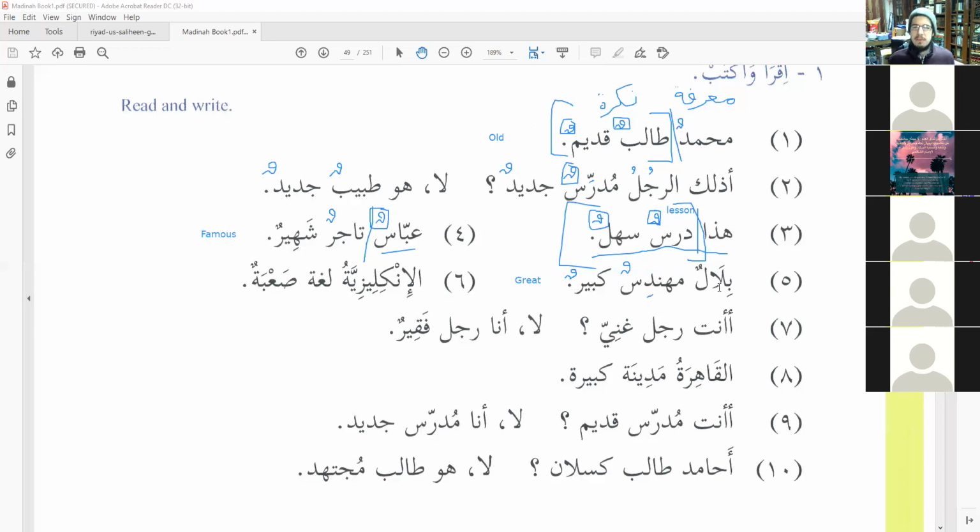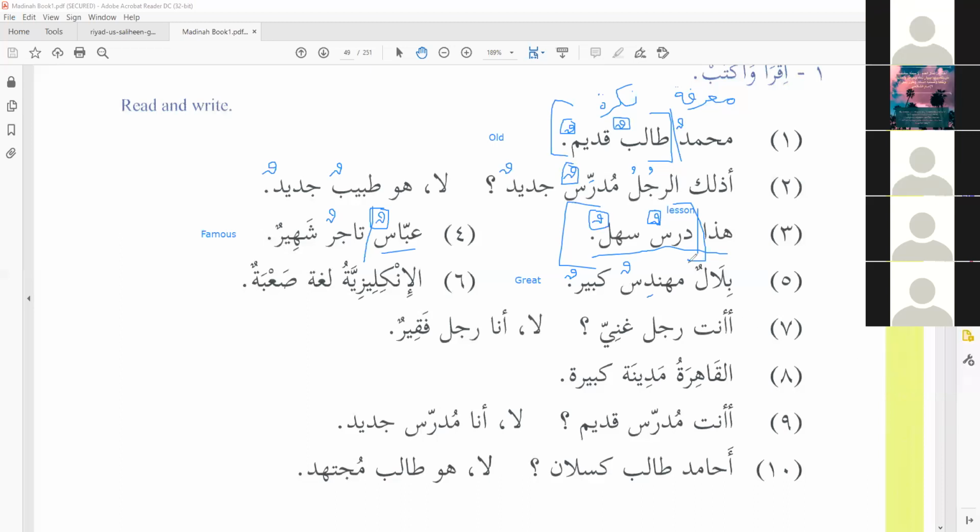Okay. Bilalun muhandisun kabirun. What is the mubtada? What's the khabar? The mubtada would be Bilalun, and muhandisun kabirun would be the khabar. Yep, excellent work. And kabirun follows muhandisun in those four things, as we talked about earlier: dhamma, dhamma, tanween, tanween, singular, singular, masculine, masculine. Very, very good. Number 6, Brother Sa'id.